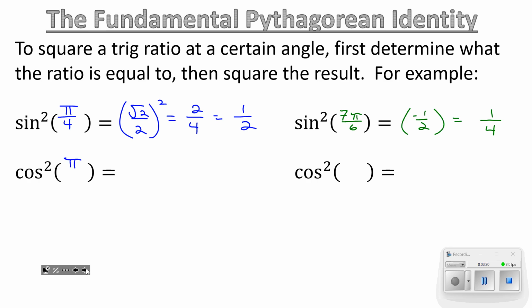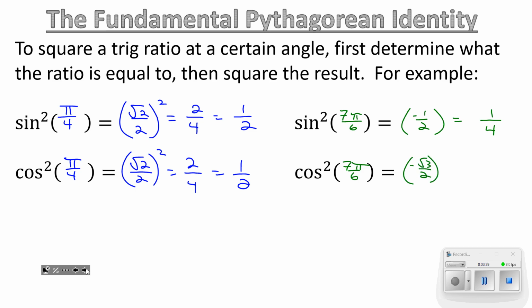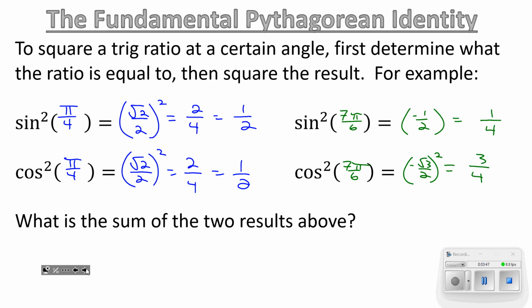So cosine squared of pi over 4 is actually going to be the same thing. Square root of 2 over 2 squared is 2 over 4, which is 1/2. Cosine squared of 7 pi over 6 is going to be negative root 3 over 2 squared, which is 3 over 4. The reason why we did this is actually an identity that we already know.